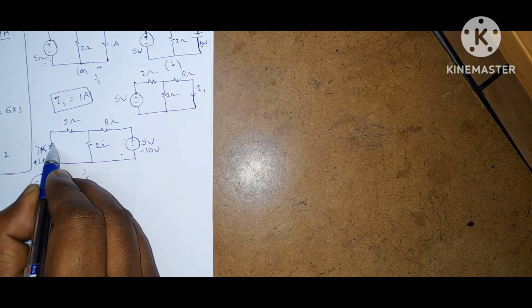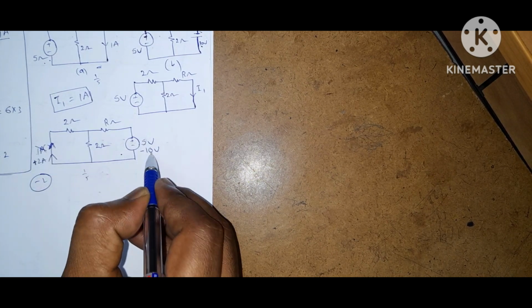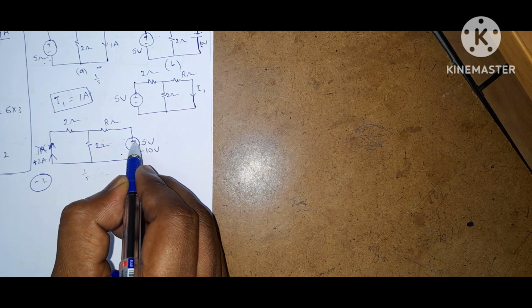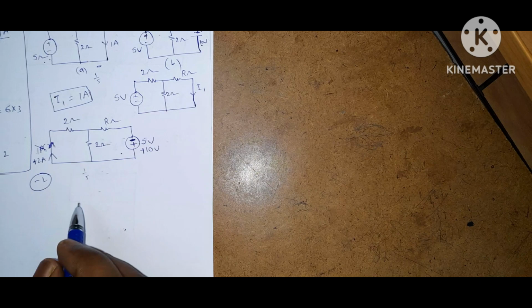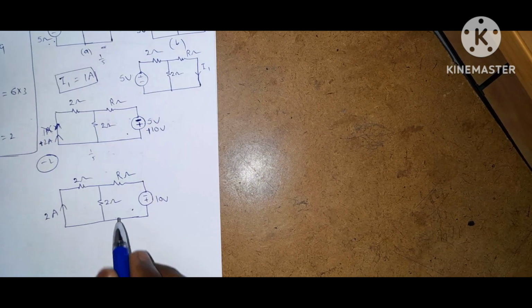So it disappears, so it is 2 amps. Now it is minus 10 volts. Minus 10 volts means this is minus, this is plus, so it is 10 volts. I am drawing the circuit again like this.